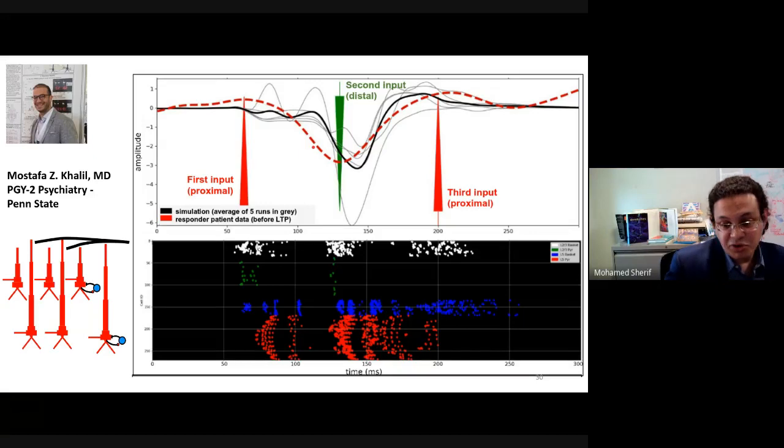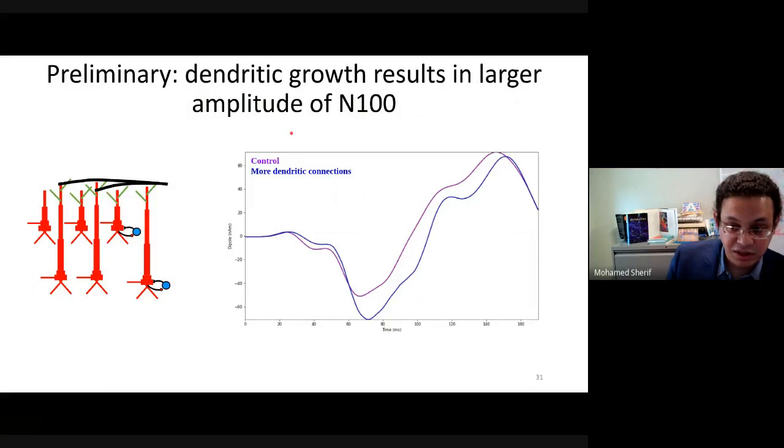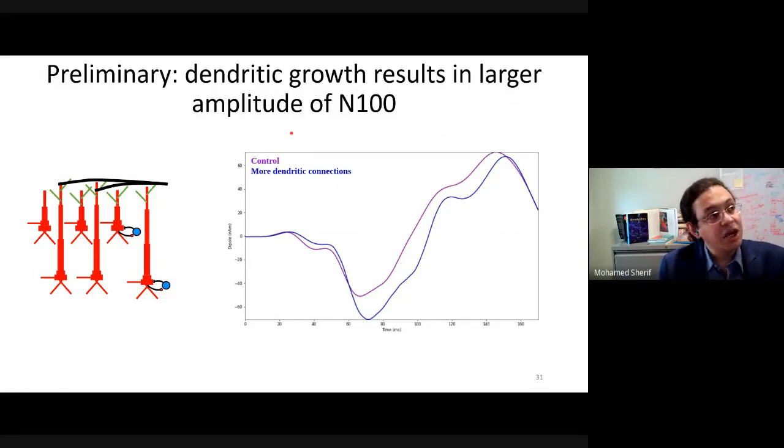Just again, very, very preliminary work from the simulations. It seems that when we increase the dendritic growth, and the way that we modeled it here was increasing the convergence ratio from the NetStim objects to the different neurons. I'm assuming that you're now a bit familiar with NetStim, because it has been a week through the course.